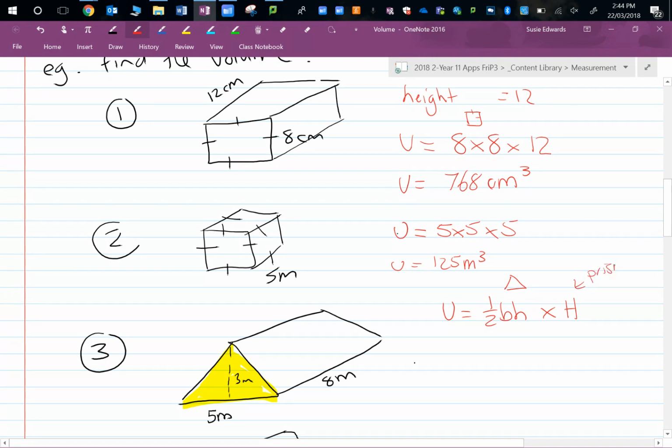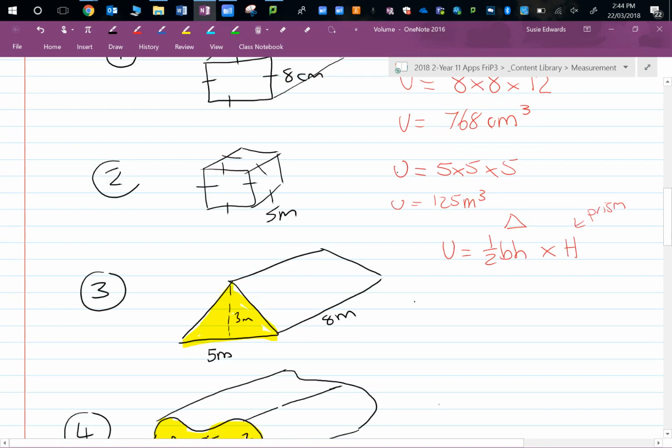So if we look at this, what's the base and height of the triangle for this example? 5 and 3. Okay, so we're going half times 5 times 3. The easier way of doing that is actually to go 5 times 3 is 15 and then halve it, which is 7.5. Times by the height of the prism. Where's the height of the prism? 8.